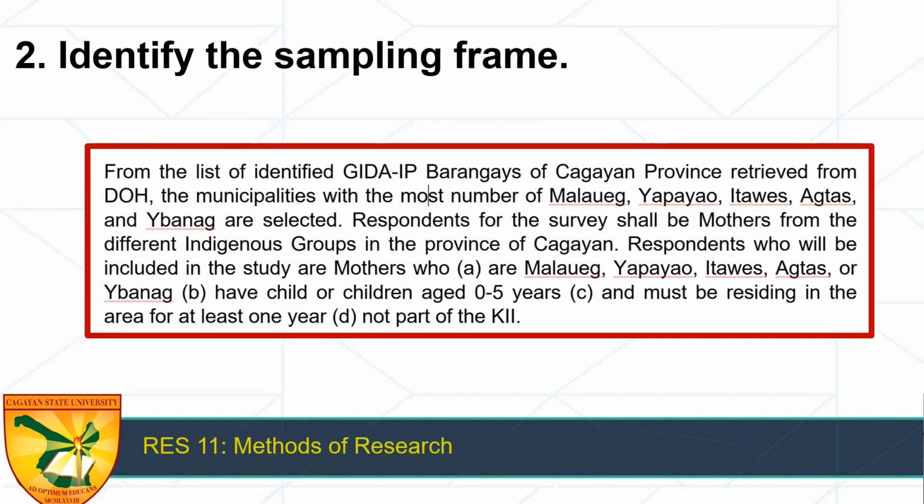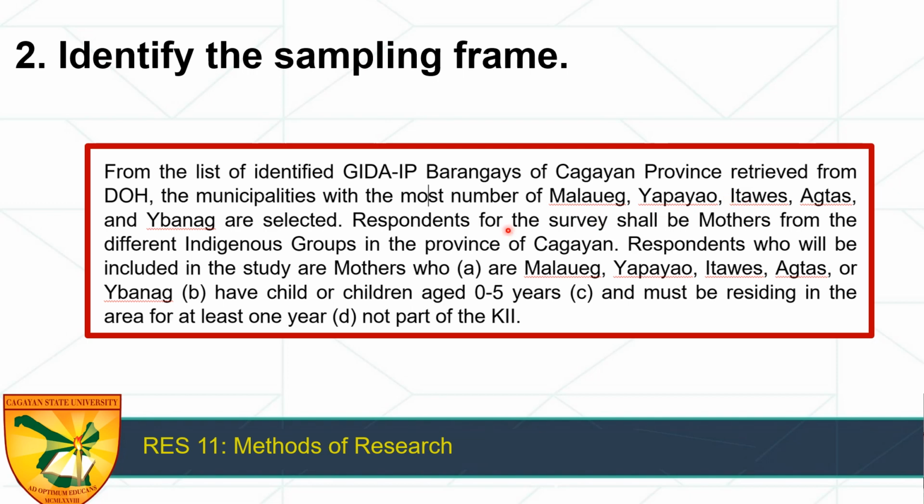Number two, you need to identify the sampling frame. This sampling frame is the listing of the population from which a sample is chosen. So a sampling unit can be anything that exists within the population of interest. For example, a sampling unit may be a construction unit, or it may be an individual unit. So for my example here, the sampling frame came from the Department of Health. It's a list of identified GIDA IP barangays of Cagayan Province.